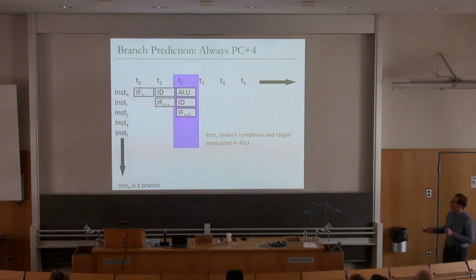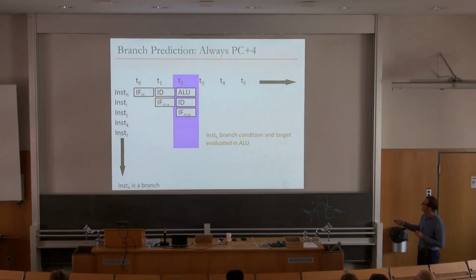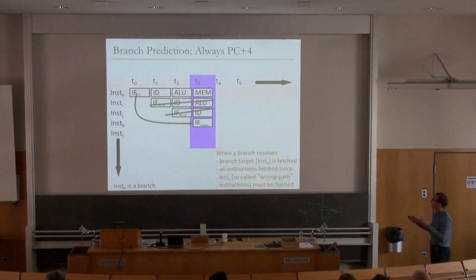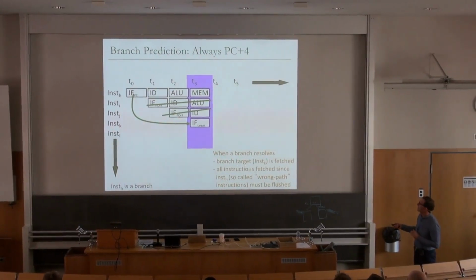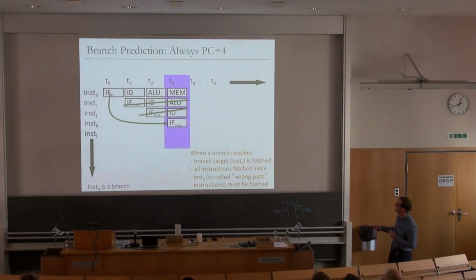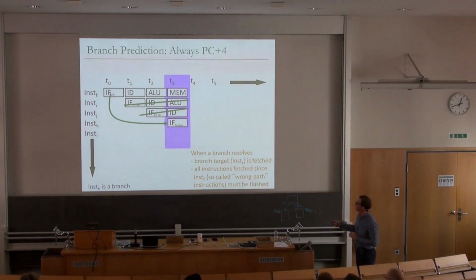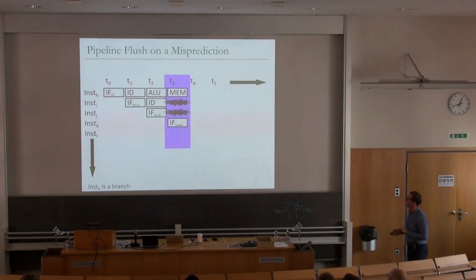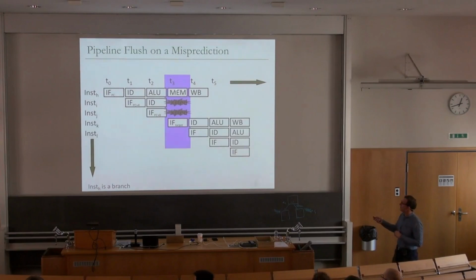Okay, so let's take a look at always PC plus 4. Basically, if the instruction, branch condition, and target is evaluated in the ALU, you keep the pipeline full. When a branch is resolved, what happens is the branch target is fetched, assuming you're incorrect, and all instructions fetched since the instruction must be flushed. This is the incorrectly predicted instruction, right? So you have a flush penalty. That's the idea, and you will need to implement this in your pipeline. Whenever you have branch prediction, you need to ensure that branch mispredictions are handled correctly. And PC equals PC plus 4 is no different. You're predicting something, and you need to ensure that if you're wrong, you flush the correct instructions from the pipeline.